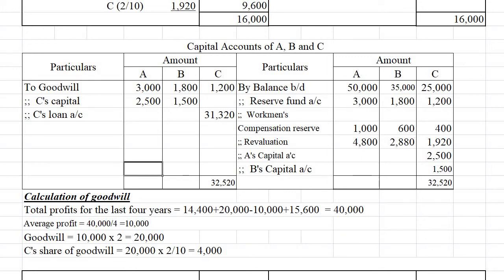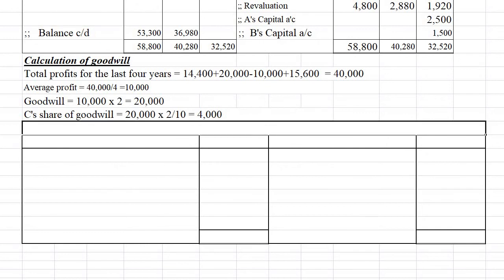Okay, then what about the remaining partners' capital? We have to close that and that will be transferred to the debit side and we will write the balance. What to do with that balance? It will be maintained as the closing capital of the remaining partners. Is it clear?